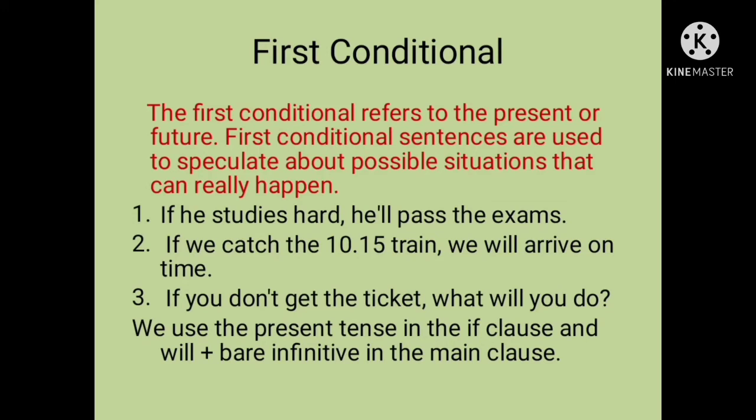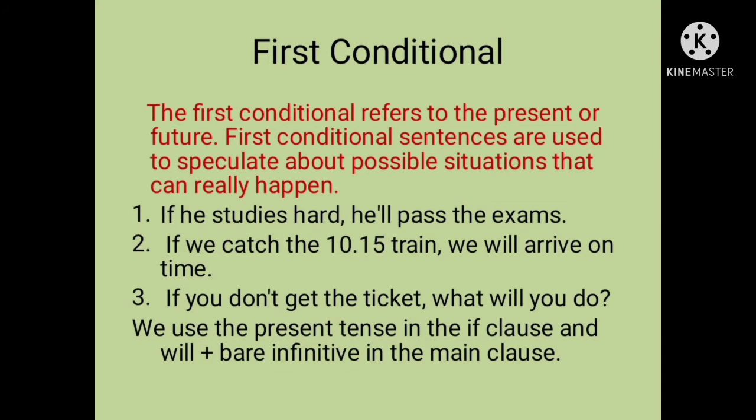Next is the first conditional, or first type conditional clause. First type conditional clauses refer to the present or future. First conditional sentences are used to speculate about possibility. We use them to express that something may or will happen in the future with a condition. For example, if he studies hard, he will pass the exam. If we catch the 10:15 train, we will arrive on time. If you don't get the ticket, what will you do?